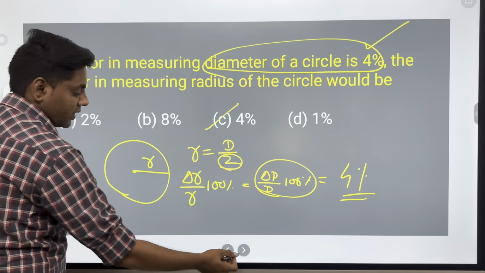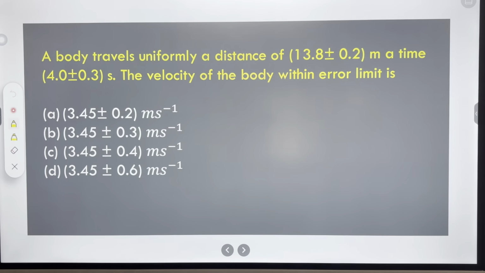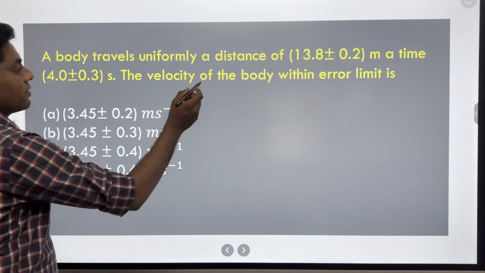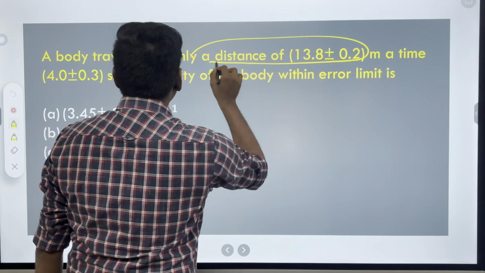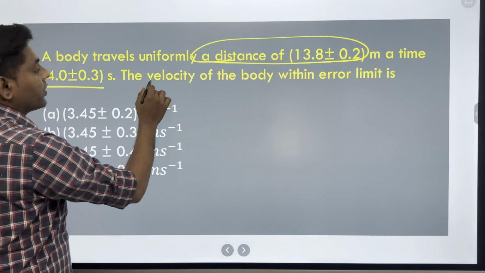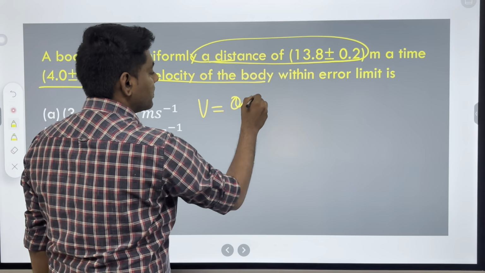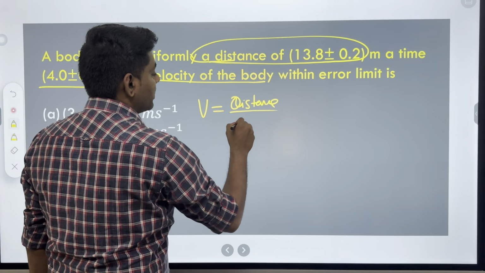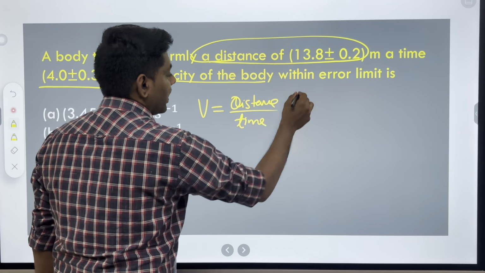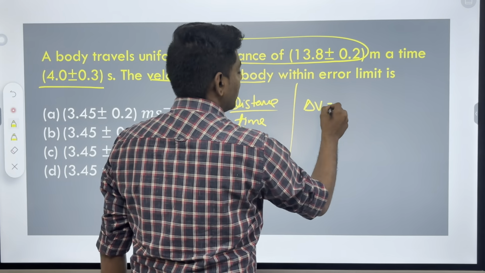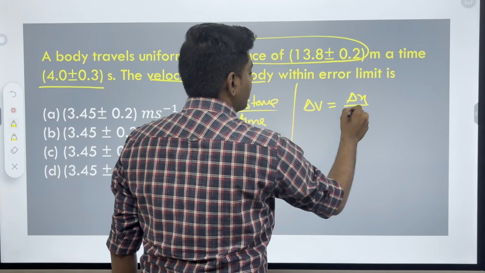So now we go for the next example. A body travels uniformly, so distance is given and then time is given. We have to calculate the velocity. So what is the formula of velocity? That is distance upon time, and for the change, delta v equal to delta x divided by delta t.